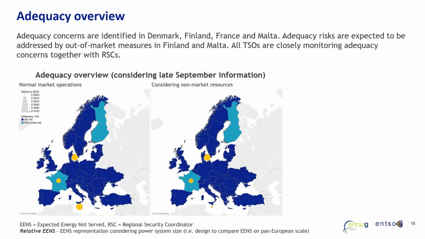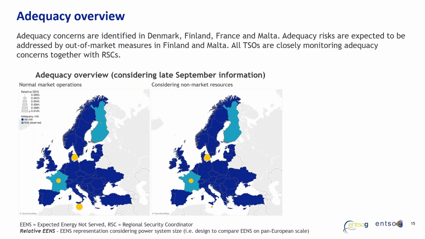So from this point, I'm trying to reach the point of the adequacy result, and on the screen you can see two maps. First of all, I would suggest to start from the left-hand map, which indicates the results of my mentioned first step, what would be the adequacy under normal market operations. And on the right-hand map, we have the result of step 2, which indicates adequacy when we consider non-market resources.